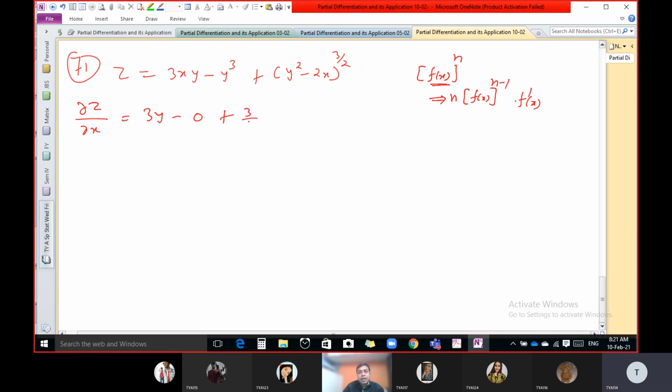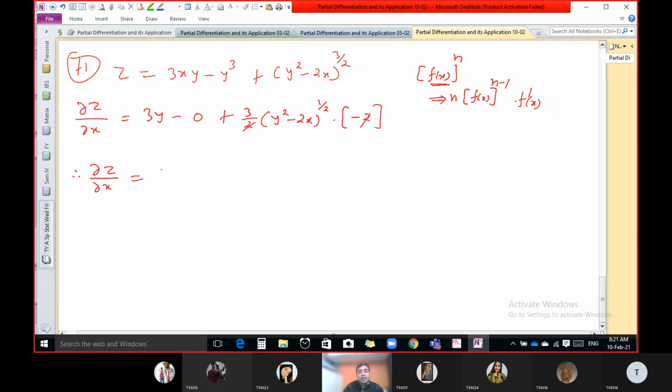3 by 2 into the bracket y square minus 2x, raised to 1 by 2. Perfect. Into, in bracket, you have to differentiate this part with respect to x. Tell me the answer. 0 minus 2, that means minus 2. Perfect. And you can cancel this 2. This minus sign and this plus sign give a minus sign here. So tell me the ultimate answer.